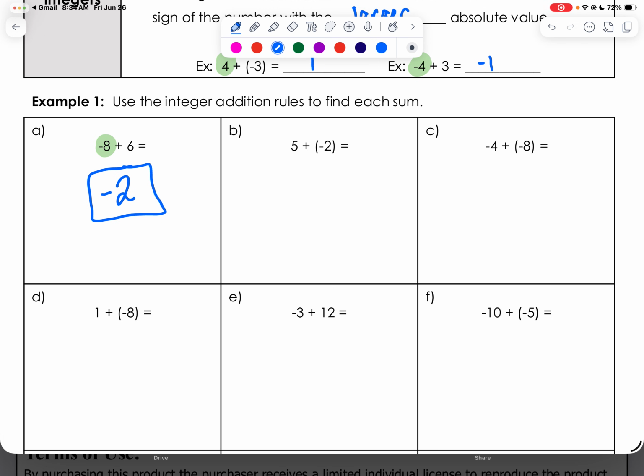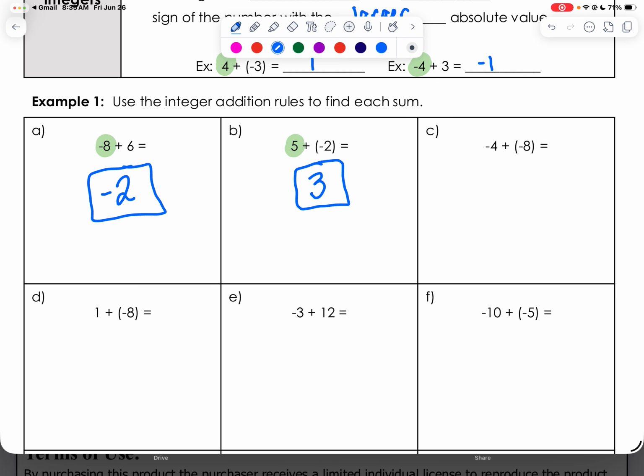Problem B, 5 plus negative 2. The signs are different, so again, we subtract. Now look for the number with the larger absolute value. In this case, it's 5, and 5 is positive. So my answer would be positive 3.